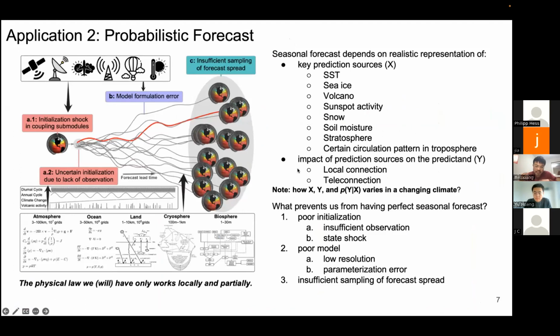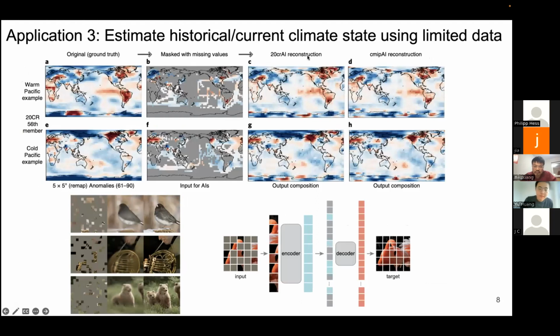We try to put all this CMIP 5, CMIP 6 data into a single conditional generative model to make seasonal forecast. Actually, it's pretty good. And the third thing is to estimate the historical current climate state using limited data.